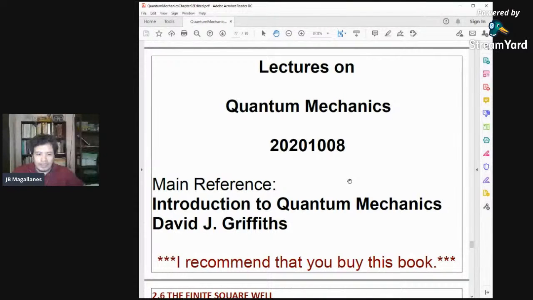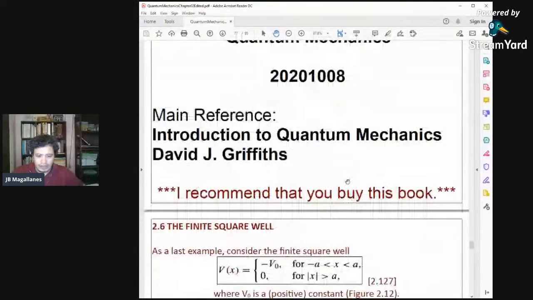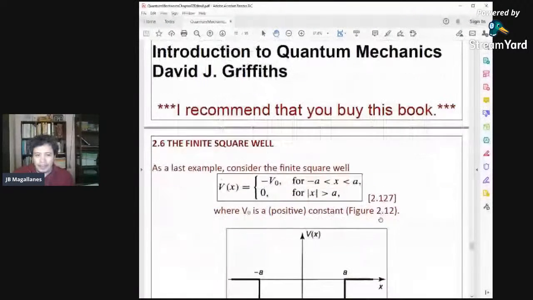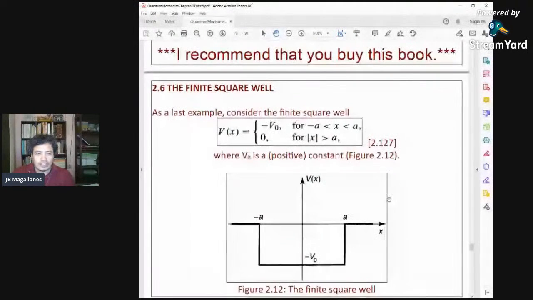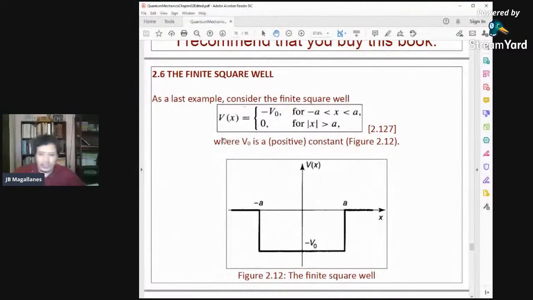We'll just be discussing, for the first few minutes, the finite square well. We will go through it quickly. Again, you have a finite square well. The potential is defined by this one. You have negative V sub O for this region, negative A to A. So this is the potential, and then beyond negative A to the left you have zero potential, and beyond A to the right also zero potential.